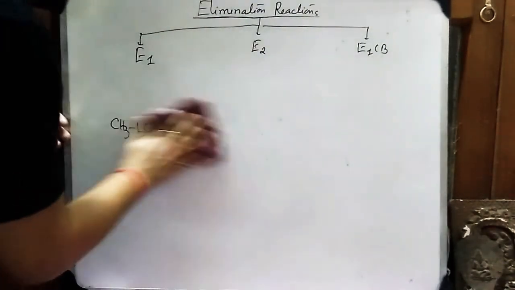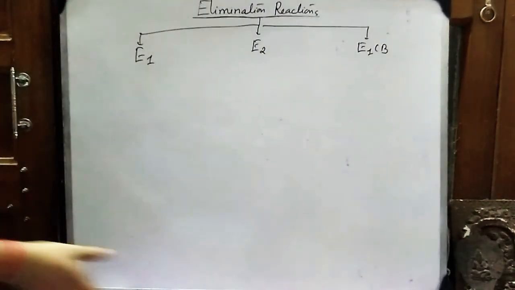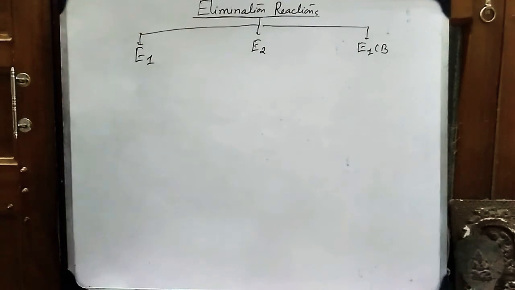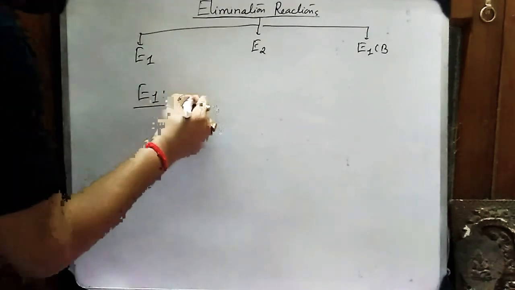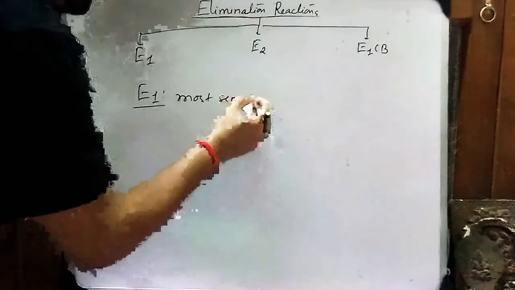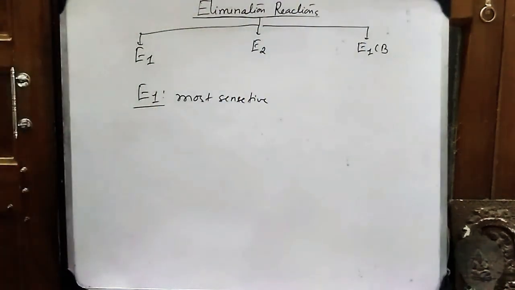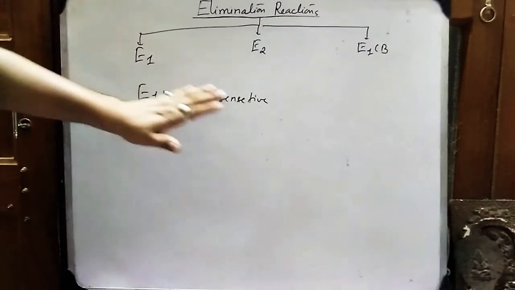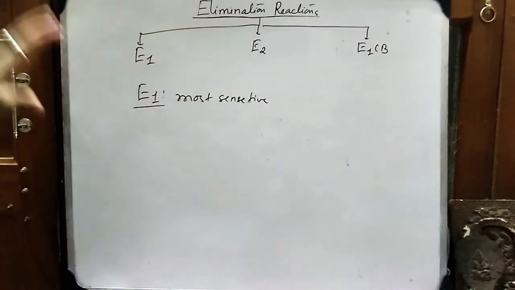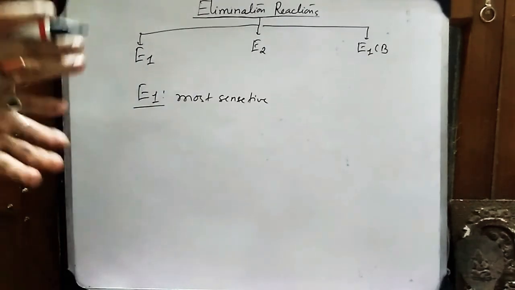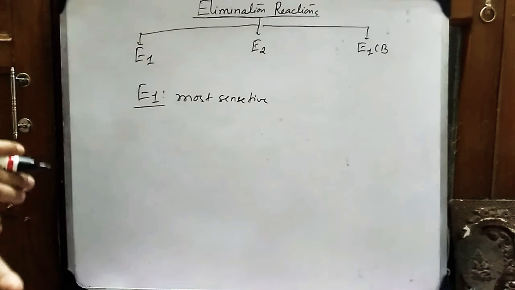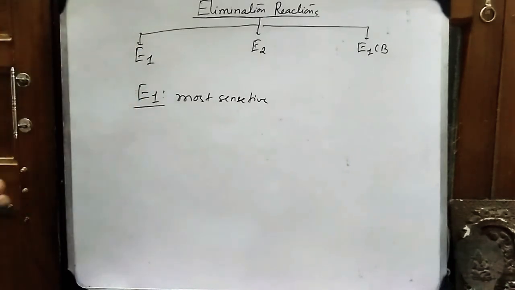Today we are going to discuss the most introvert flavor of these three forms of elimination reactions. Yes, you are right, it is the E1 reaction. The E1 reaction is the most sensitive reaction of them all. Why? Because the E1 reaction occurs with the formation of a carbocation. Then the stability of the carbocation should be able to predict whether the molecule will undergo E1 reaction or not.